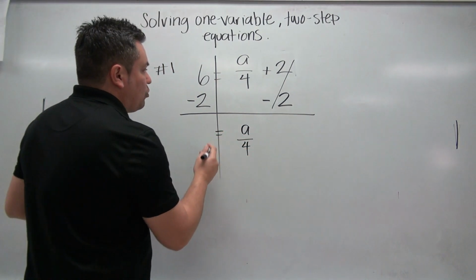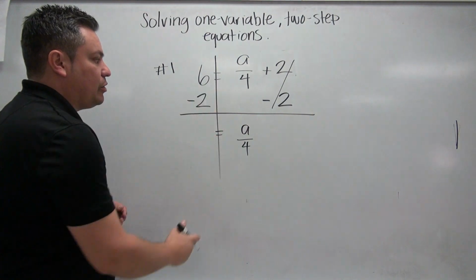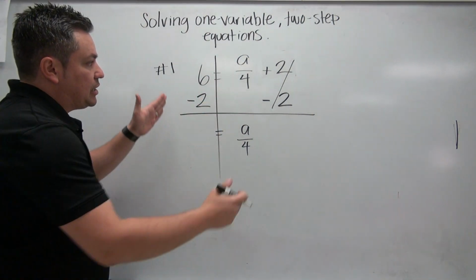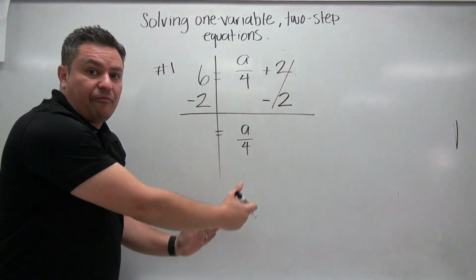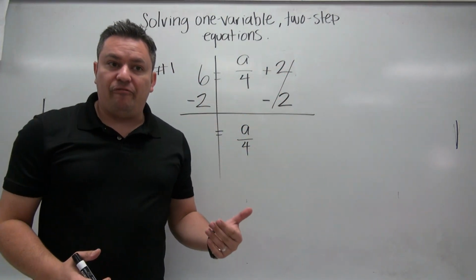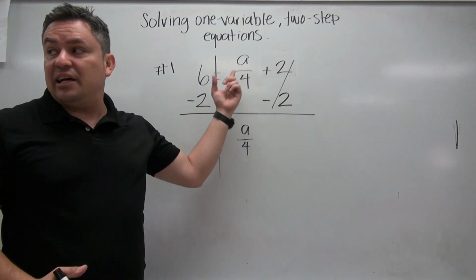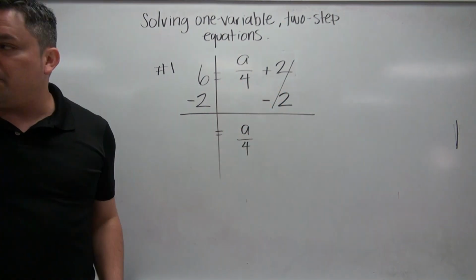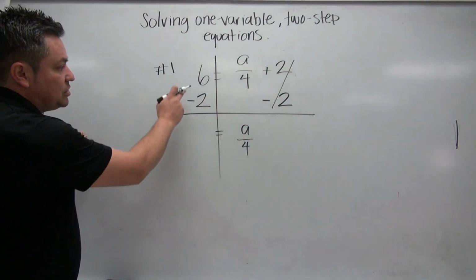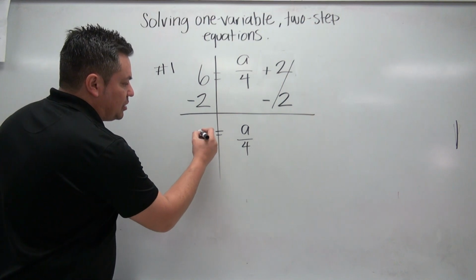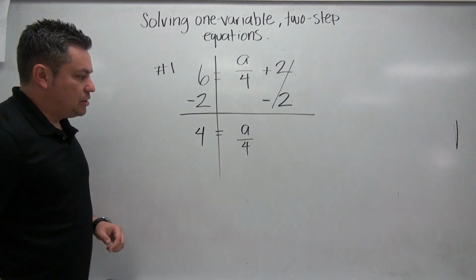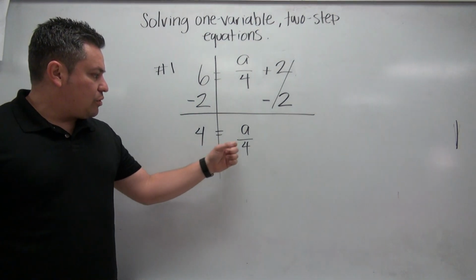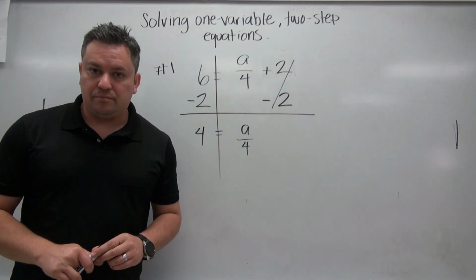You're going to put in your equal sign. That's why we write this line over here to keep the equal sign. And if you pay attention, it's going to make a funnel shape. Why funnel? Because we want to isolate the a, leave a by itself. So, 6 minus 2 is 4. So now we have 4 equals a over 4.